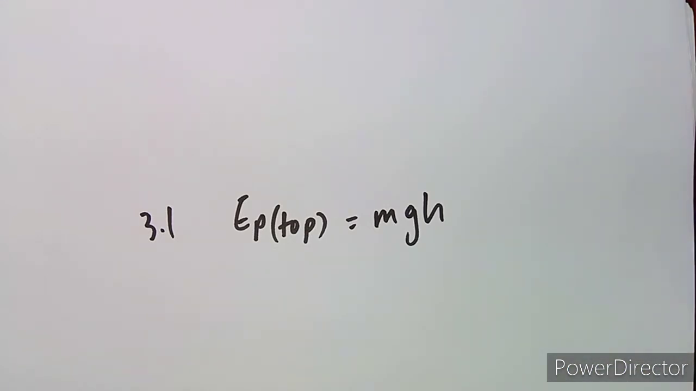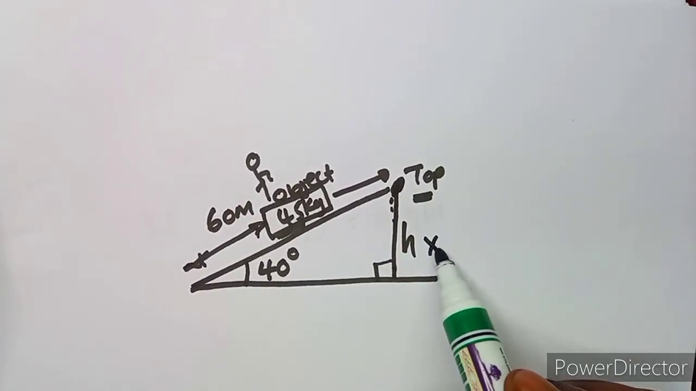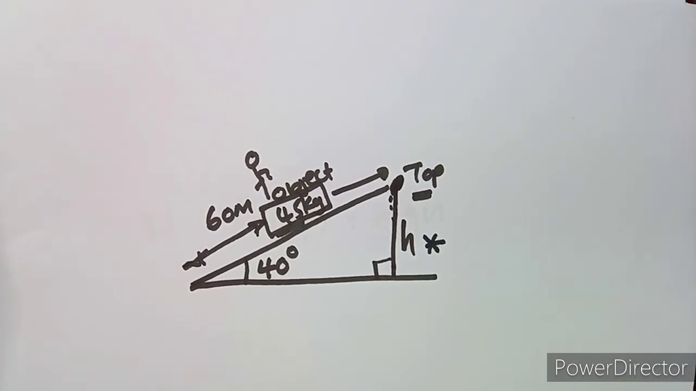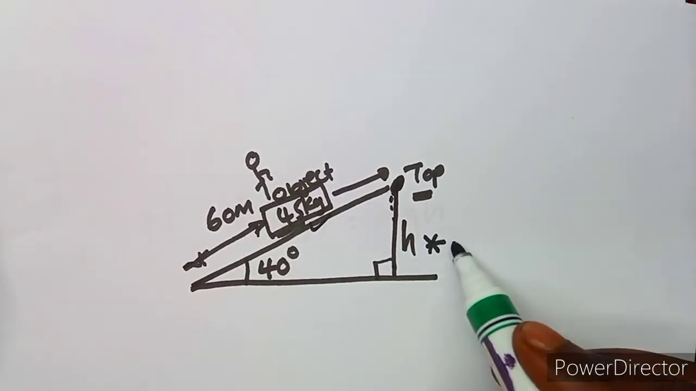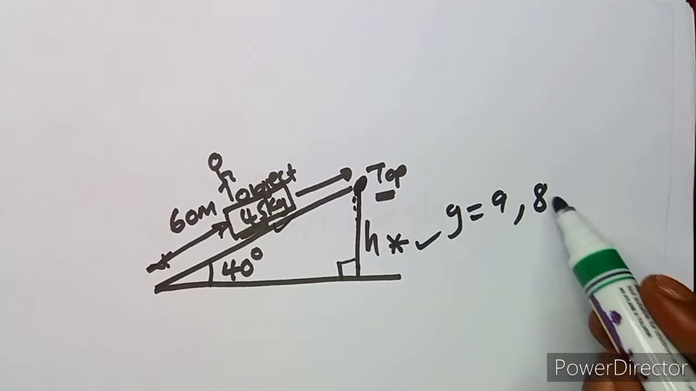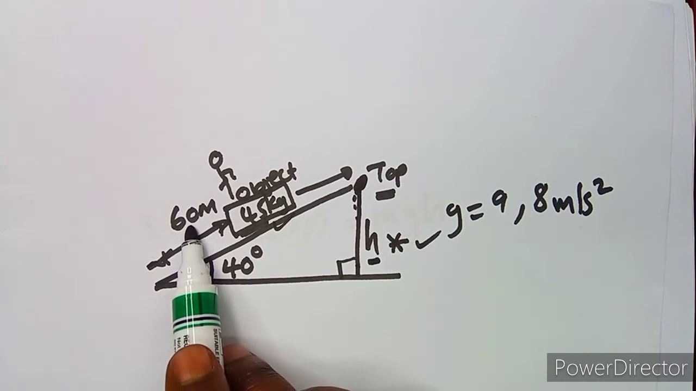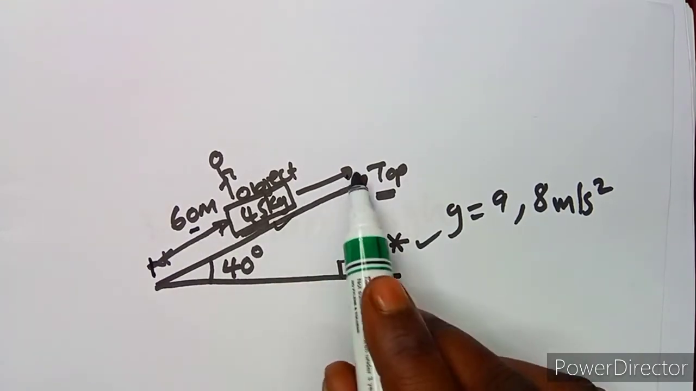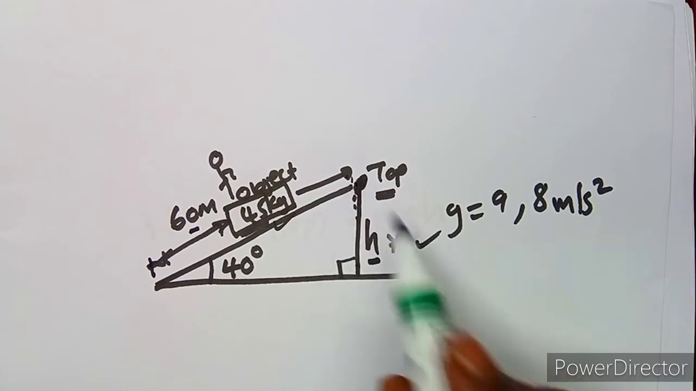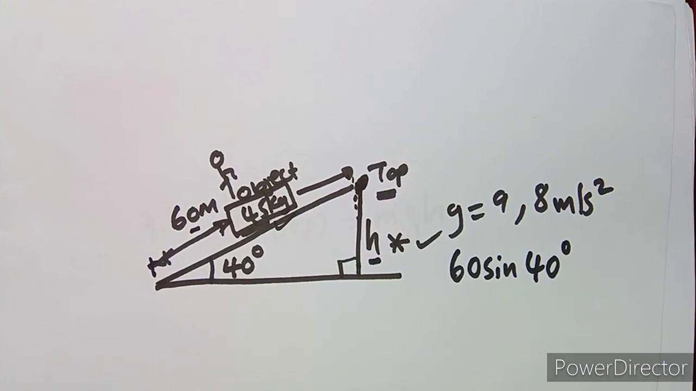We know that potential energy is mgh, which is true, but we are not given the height. We have the mass, and g is there, we know that g is 9.8 meters per second squared. So where are we going to get the height? The height is going to be taken from the distance of the steep, which is 60 sine 40 degrees. This is going to be your h.